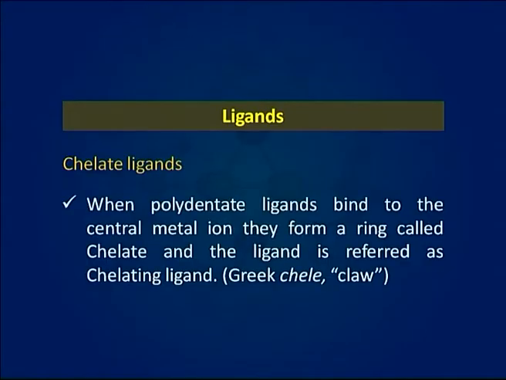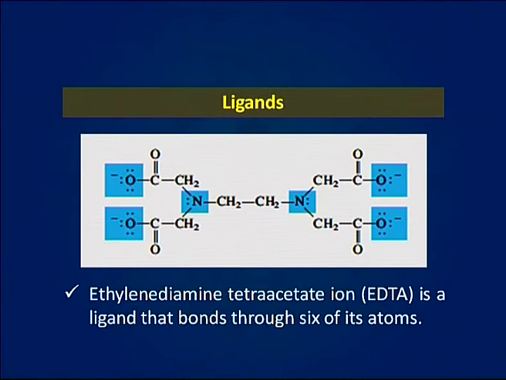As you know that we have defined polydentate ligands earlier, there are some interesting facts related to polydentate ligands. When polydentate ligands bind to the central metal ion, they form a ring called chelate, and the ligand is referred to as chelating ligand. EDTA, that is ethylene diamine tetraacetate, is an important chelating ligand. It has 6 donor sites, 4 at oxygen atoms and 2 at nitrogen atoms. Chelating ligands give rise to some special type of complexes known as chelate complexes.